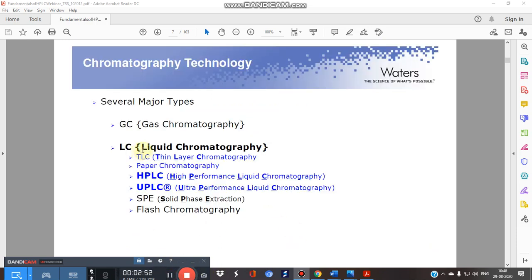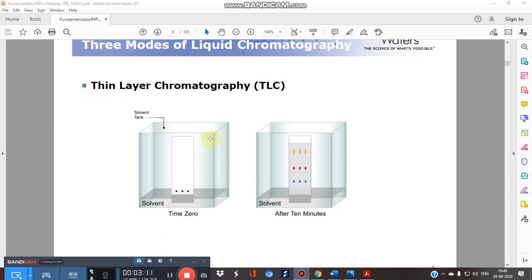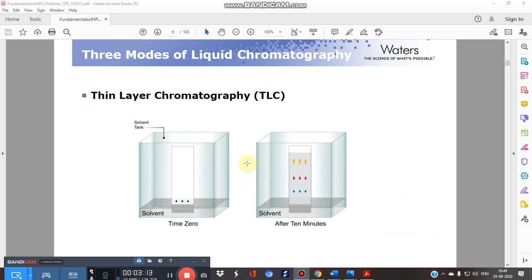Okay, just see the types of liquid chromatography: TLC, paper, HPLC, UPLC, that is ultra pressure. These are the newer techniques. Flash chromatography, we have covered this in the column chromatography part. So just recall, this is a paper chromatograph. This is the paper chromatography, this is the TLC. I hope you have covered this point, that is thin layer chromatography.